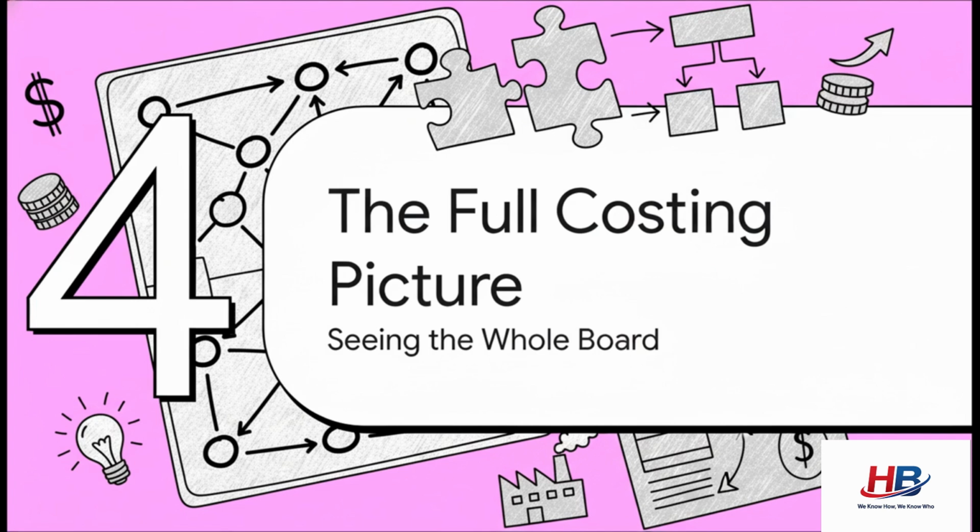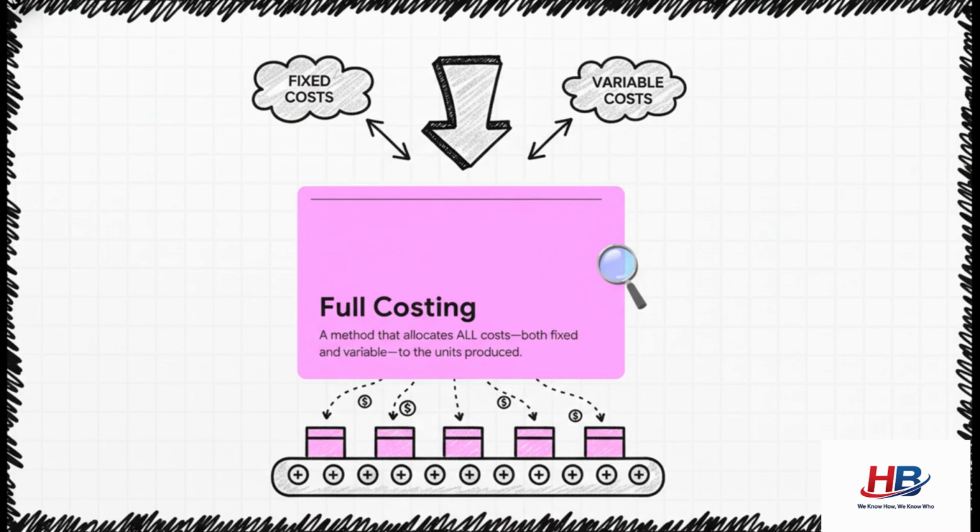But what if you need to see the whole chessboard? What if your goal isn't just to make one more shirt, but to set a price that covers all of your expenses in the long run? Well, for that, we need to pull the camera back a bit. And this is where full costing steps in. The name really says it all, right? This method takes every single cost, fixed and variable, and it spreads it out, allocating a little piece of the pie to every single unit you make. That's why it's also called absorption costing, because each product absorbs its fair share of the total overhead.